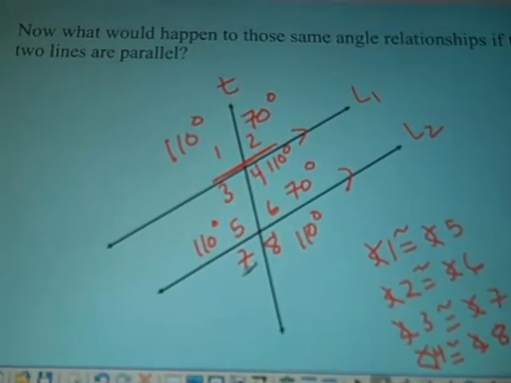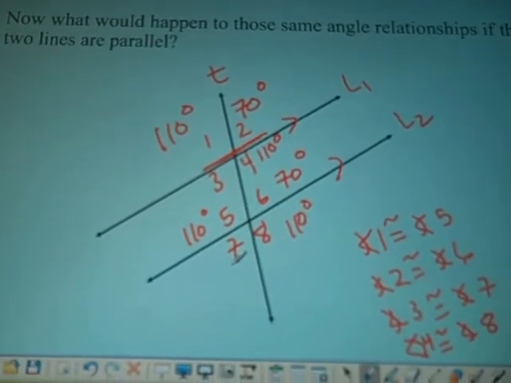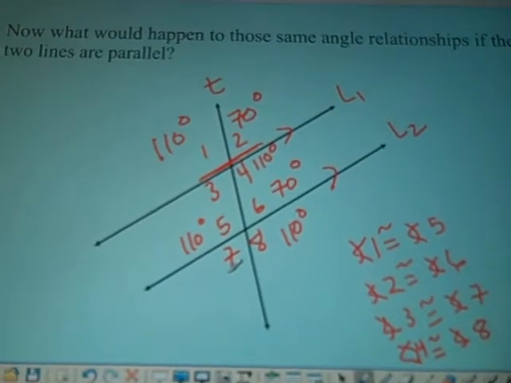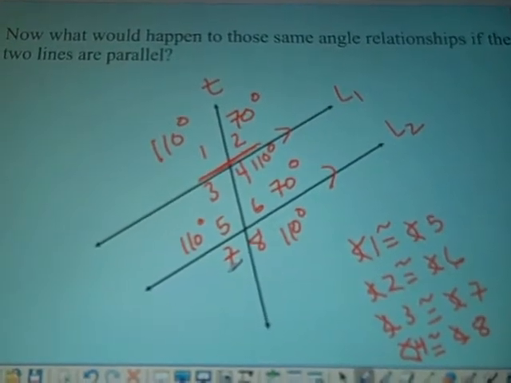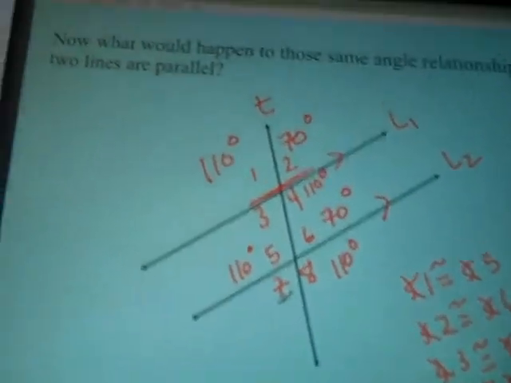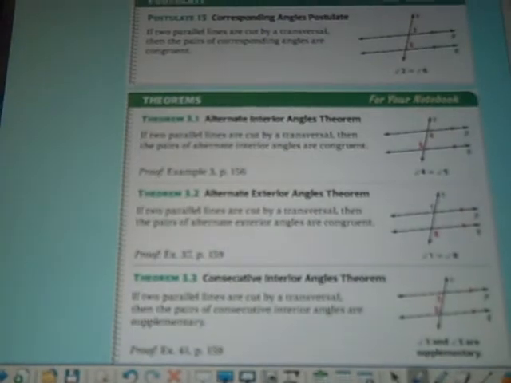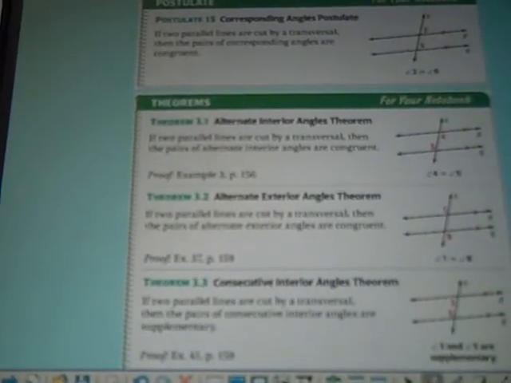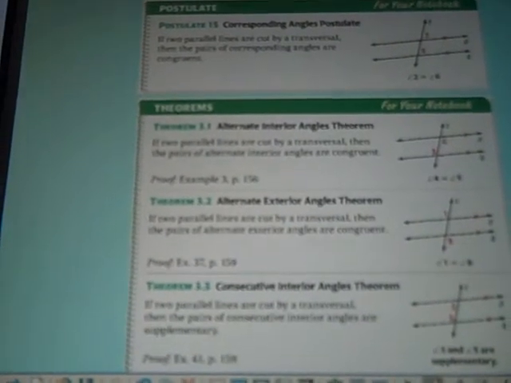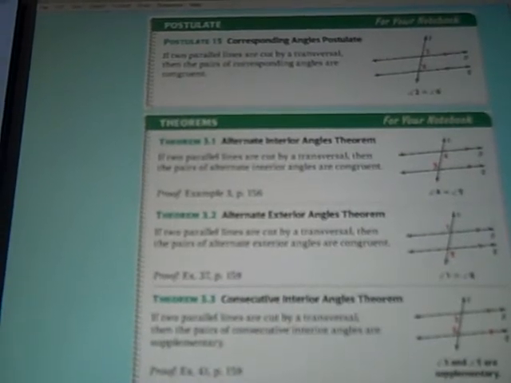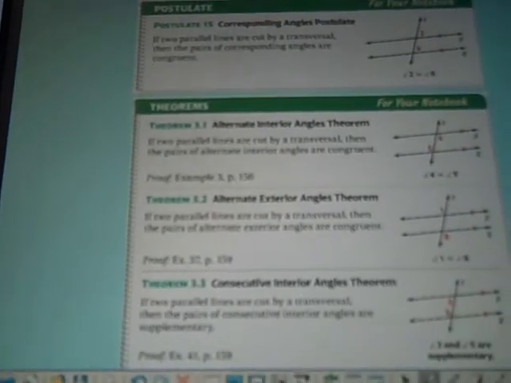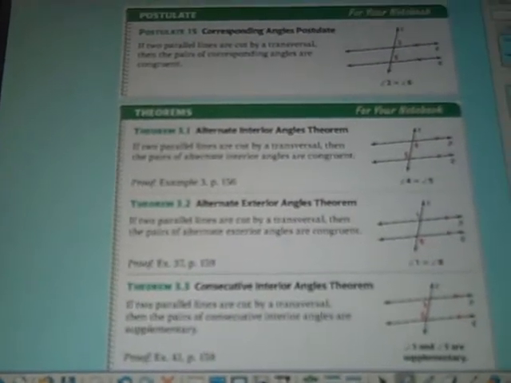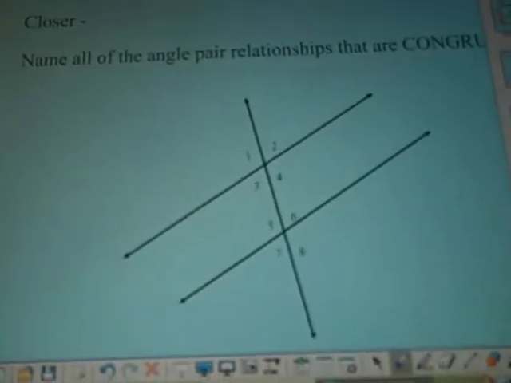Okay. Guys, you can solve one of these diagrams easily with corresponding angles. You're going to need corresponding angles, vertical angles, and linear pairs. Don't forget any of those things. Okay. If we look back here, the next thing it tells me is my alternating interior angles are congruent. It tells me my alternating exterior angles are congruent. And then it tells me my consecutive interior angles or my same side interior angles are supplementary. Okay, so let's try one of these.